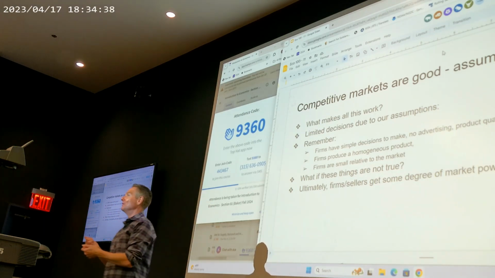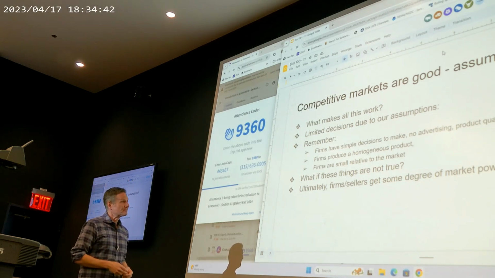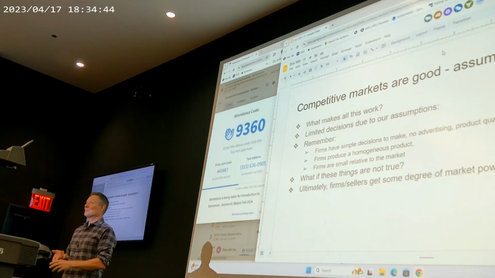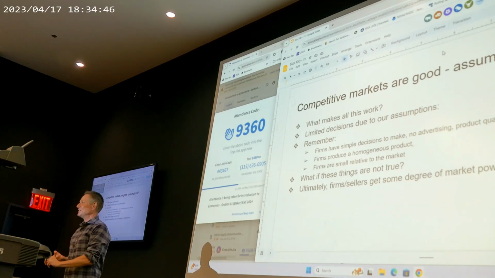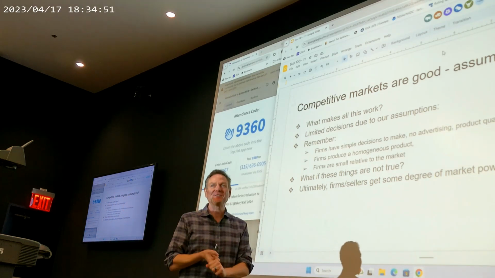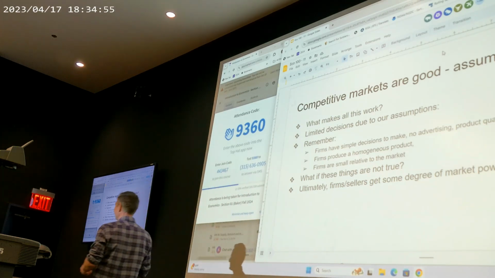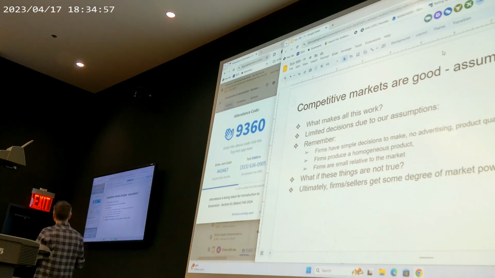What if advertising is important? What if firms produce different products? All of these things. And so this is where it really gets exciting. Once I've gotten to this point in class, I start getting excited because what comes next is, I think, a really neat set of interesting things.